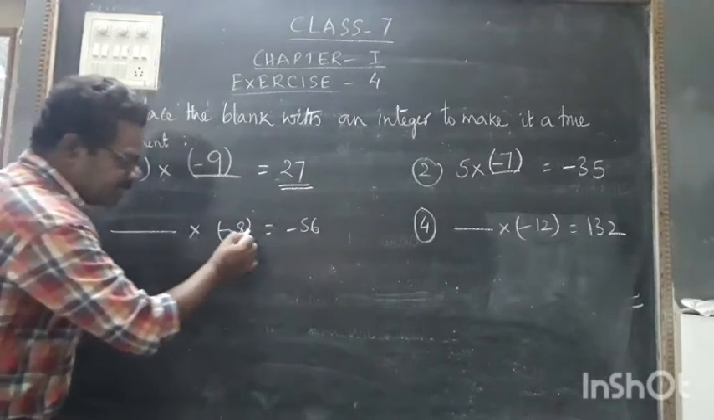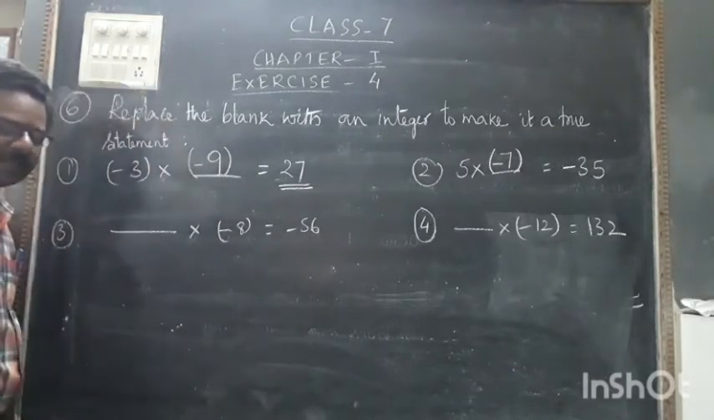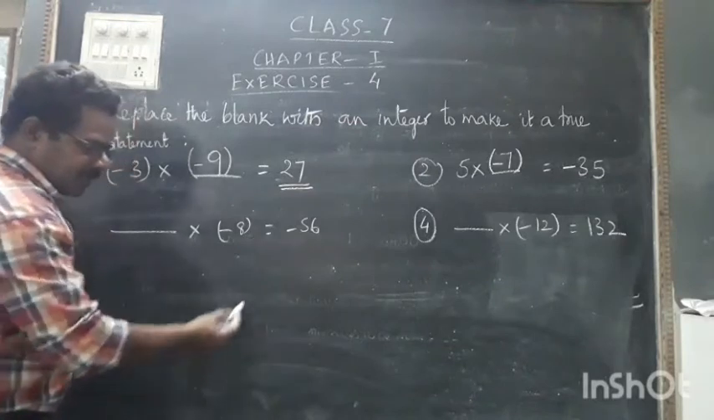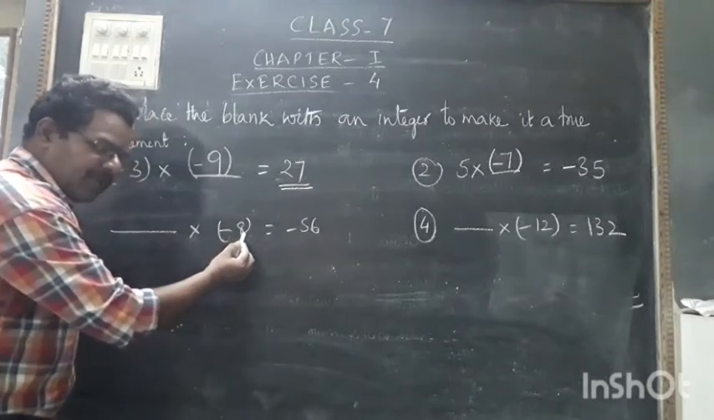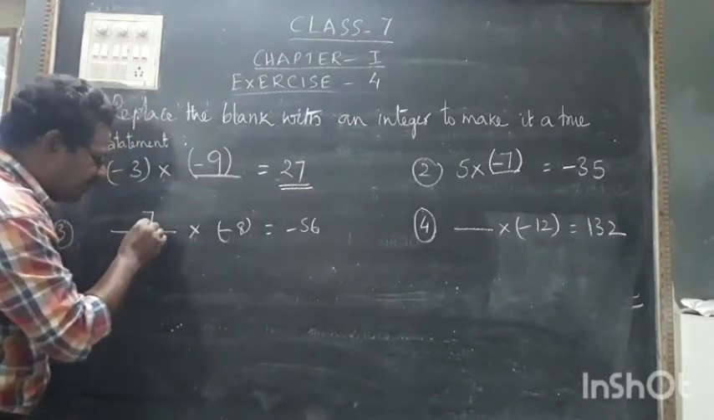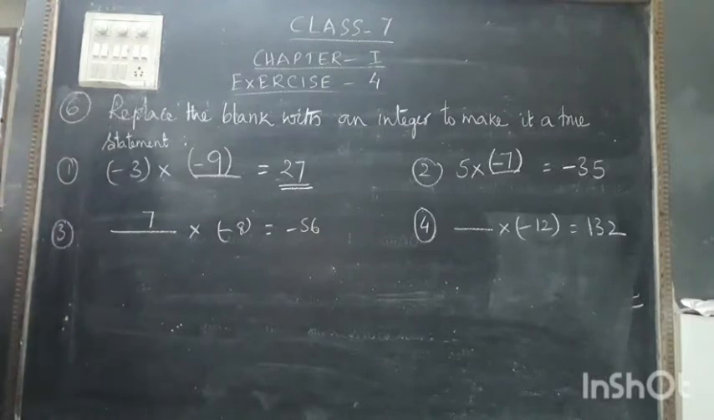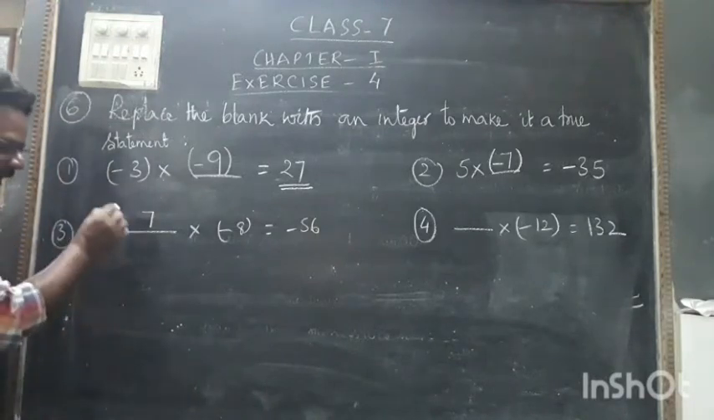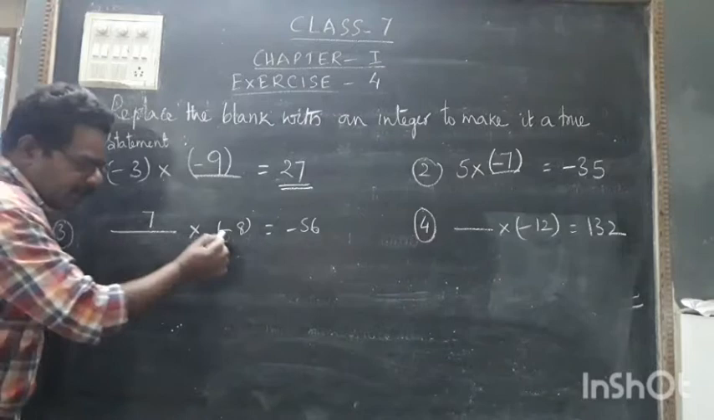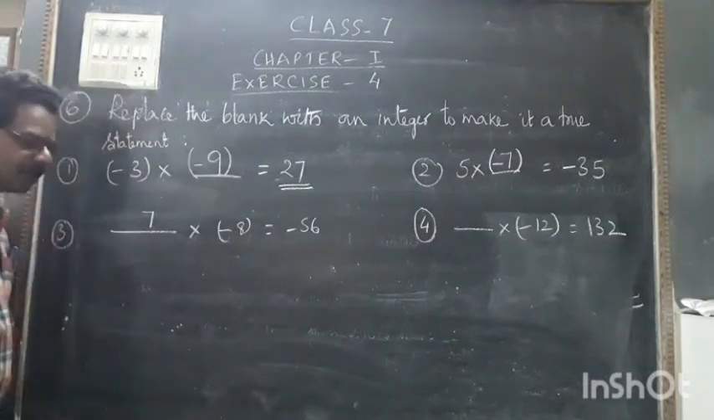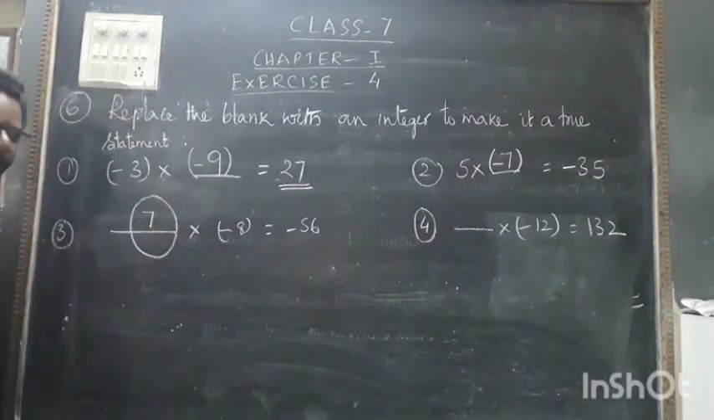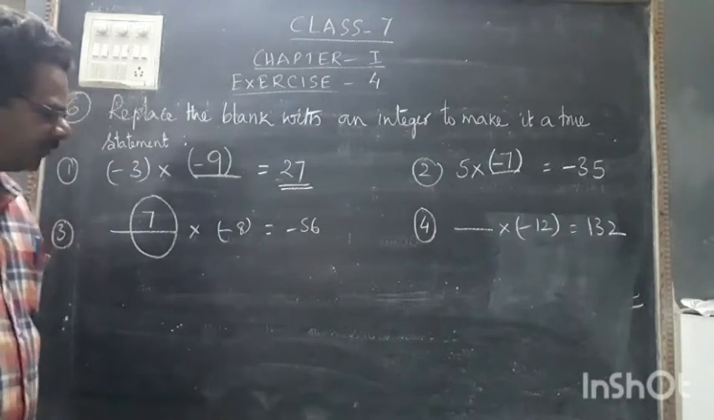Dash into minus 8 is equal to minus 56. Minus 56. If you read the 8 table, 8 7 are 56. Okay, 8 7 are 56. If it is plus, plus into minus is equal to minus. So the answer is equal to 7. Okay, 7 into minus 8 is equal to minus 56.